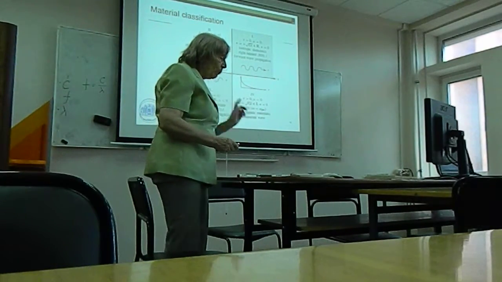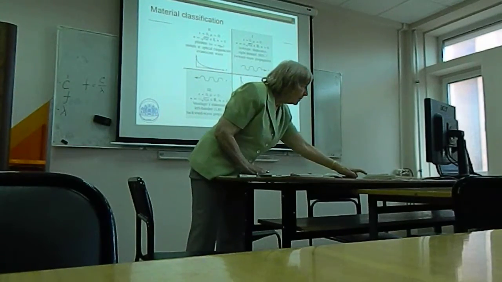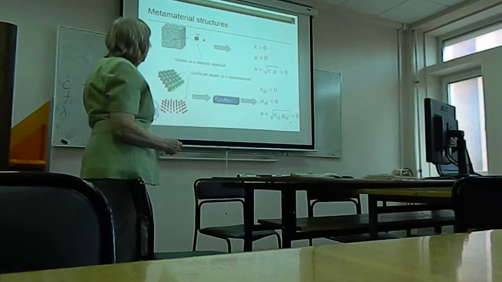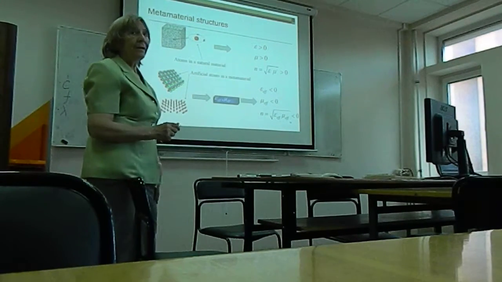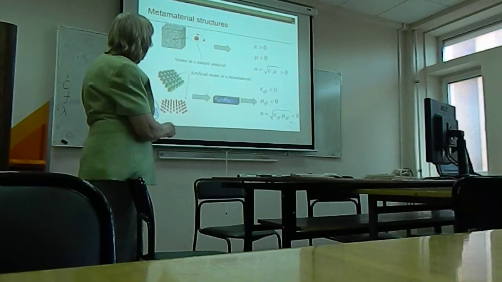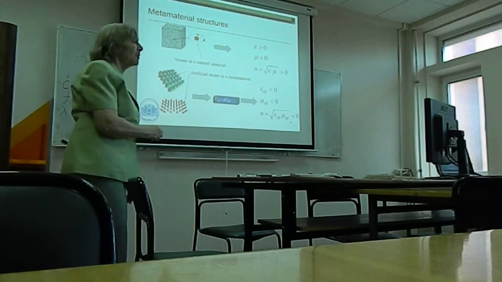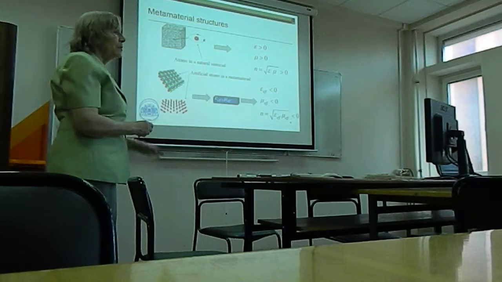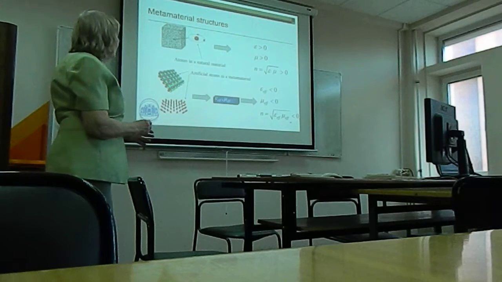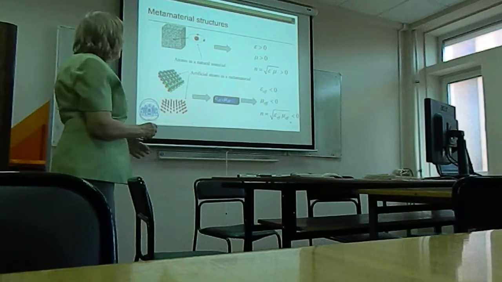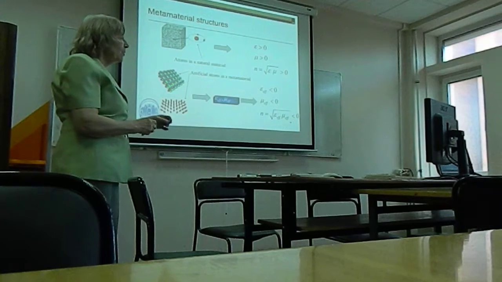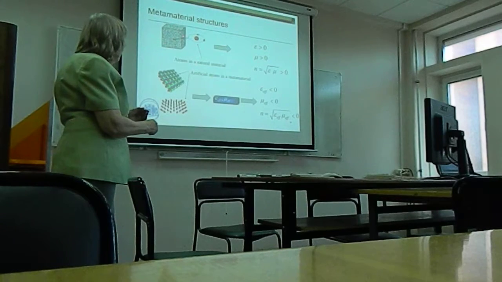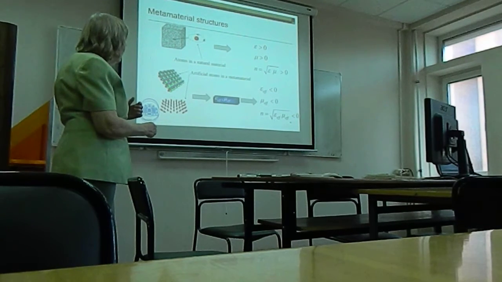So this is a very important thing, this classification. And why is the refractive index negative? Let us discuss this problem. This is a normal material which consists of atoms or molecules. They are situated in some way. Very often this is a regular structure, maybe not regular, nevertheless. These atoms are situated in the structure, and the material is composed of different atoms.